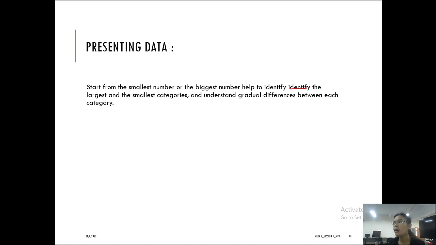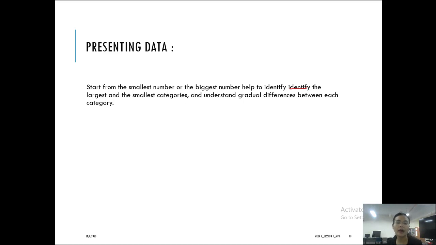Let's say, for example, the biggest one is this, the second biggest is this, and the third biggest is this. So what happens if you scatter the biggest number, and then the smallest number, and then the second biggest and then the second smallest? That will be very confusing for the readers to understand your presentation.